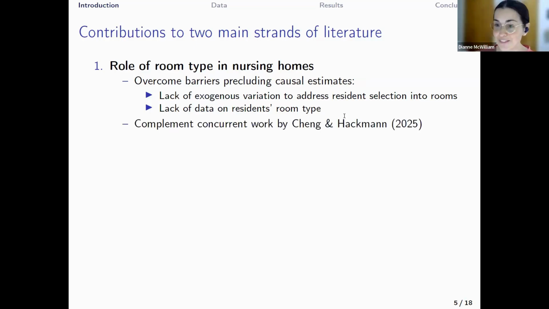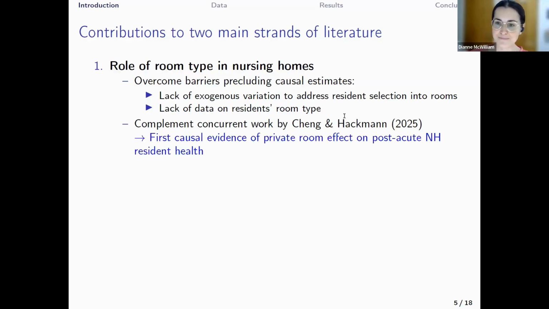I'll mention there's some very recent, closely related work in progress by Cheng and Hackman. They're looking at what the characteristics of your roommate are and how they matter for your outcomes, specifically looking at whether you have a roommate that has Alzheimer's disease or related dementia. Here, I'm focusing on a different margin, which is, do you receive a private or a shared room, which I think is particularly interesting when we're thinking about incentivizing construction of new rooms or renovating rooms, or what rooms we should actually have? But yeah, I'm providing some of the first causal evidence of the effect of receiving a private room on post-acute nursing home residents' health.